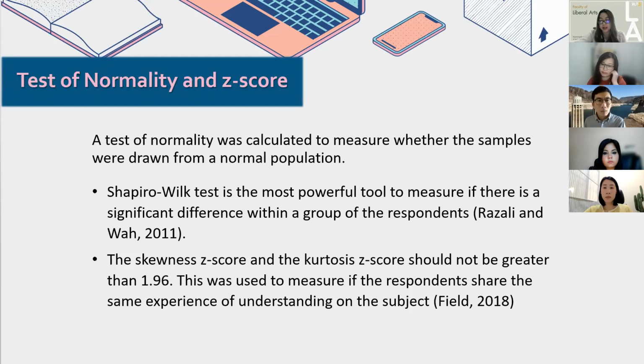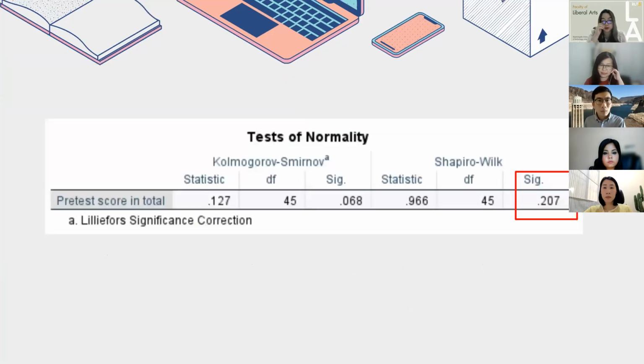And this is an example of the Shapiro-Wilk test, and you can see the result here. It shows no statistically significant difference between the test scores of students because it's higher than 0.05.